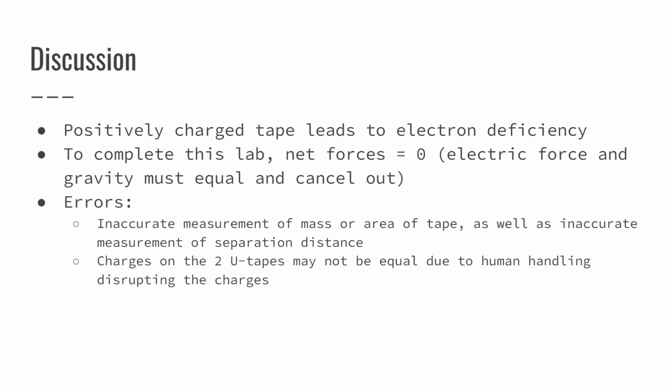However, there are some errors which could be present in this lab, the first of which is that inaccurate measurements of anything, be it the mass, area, or the separation distances, will lead to a skewed charge due to how Coulomb's law works. But the main error that's present in this lab could be that the charges on the two U-tapes may not be equal due to human handling disrupting the charges, which will be discussed a bit later.